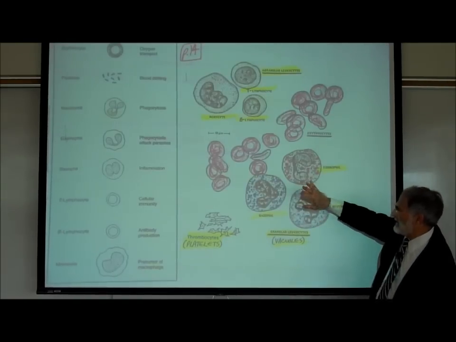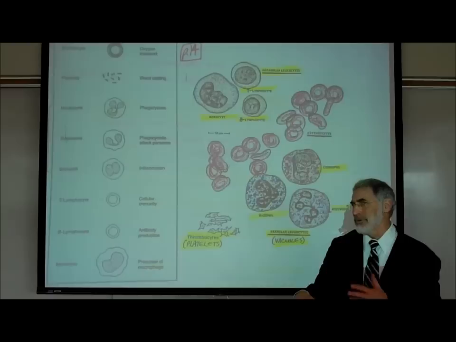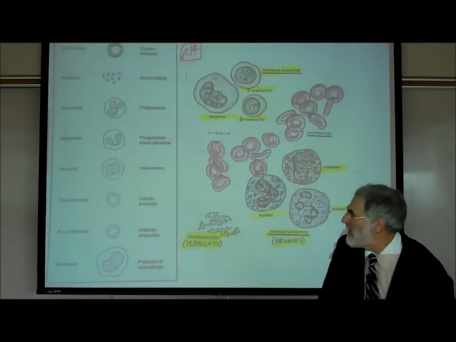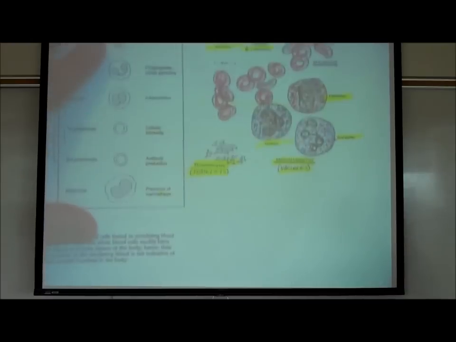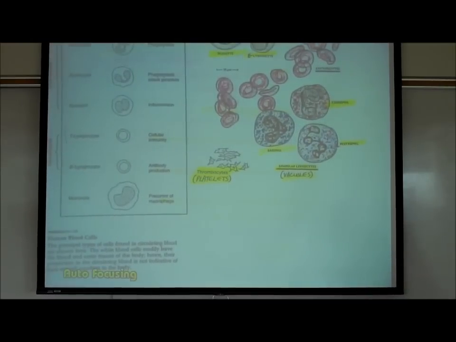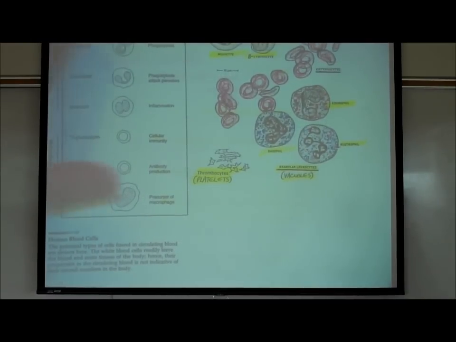So these are called granular leukocytes. What are those granules that have been stained? They're vacuoles, and that's what I wrote right down here. They are actually little sacs or vacuoles that pick up the dye.